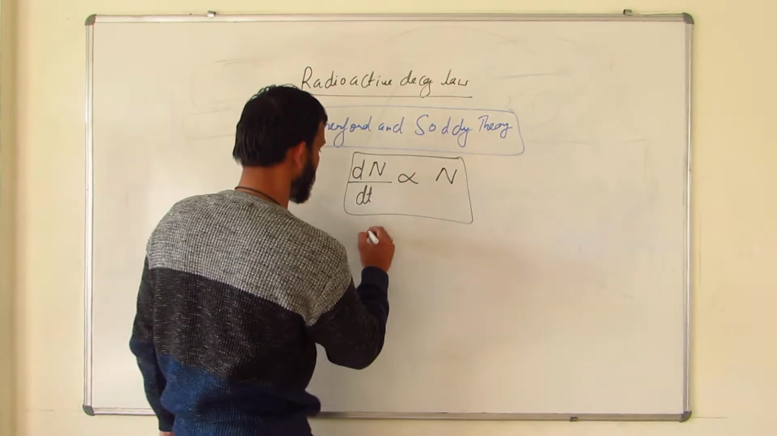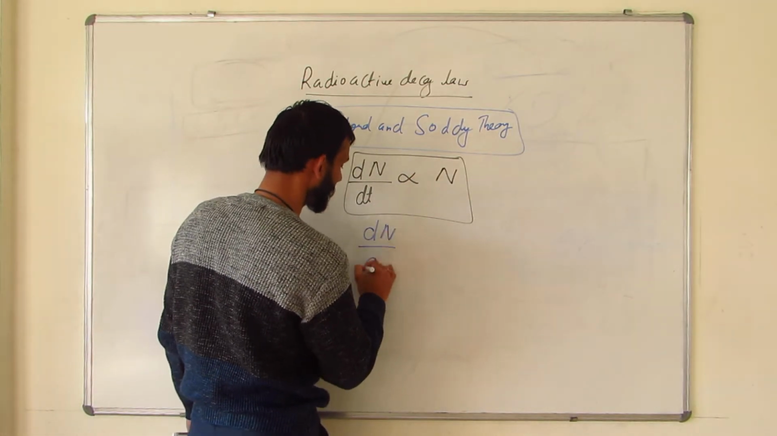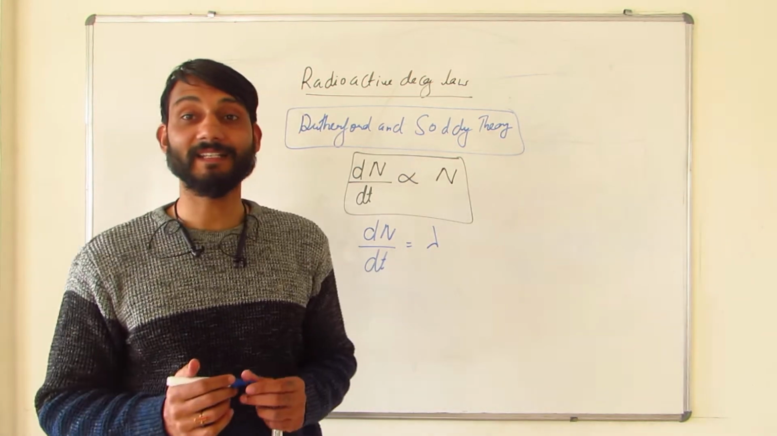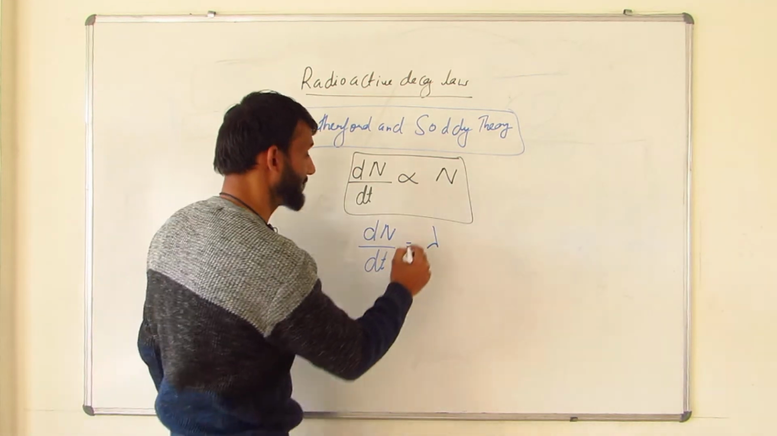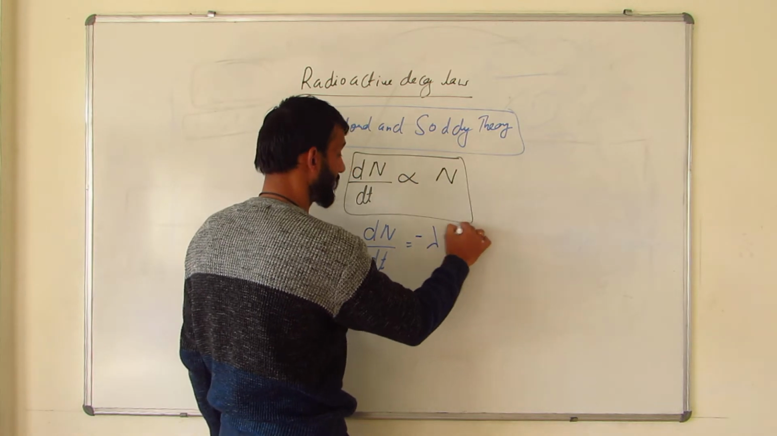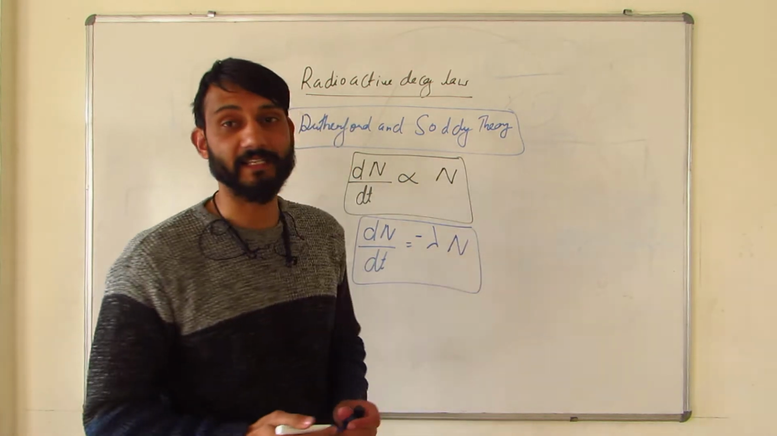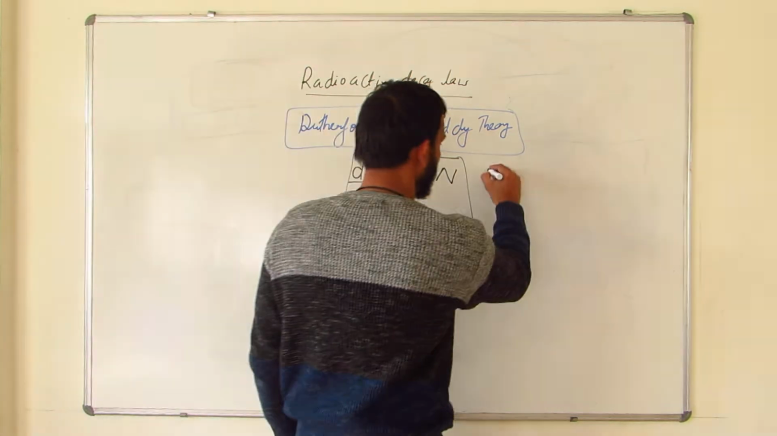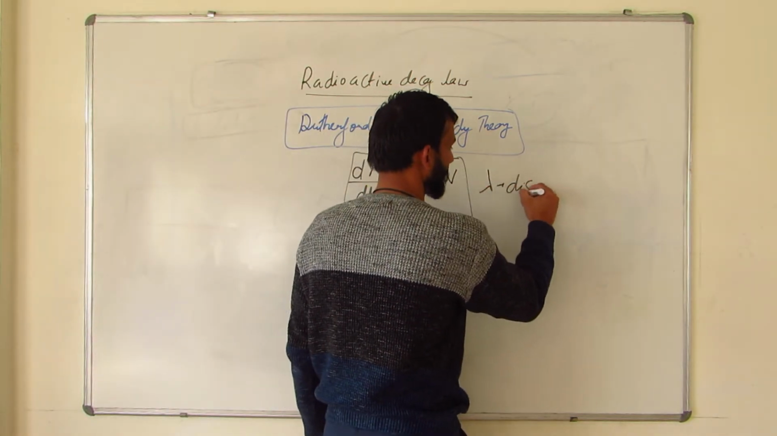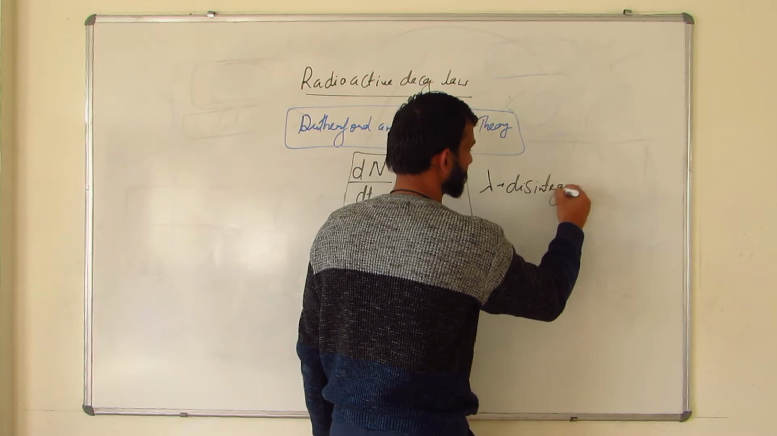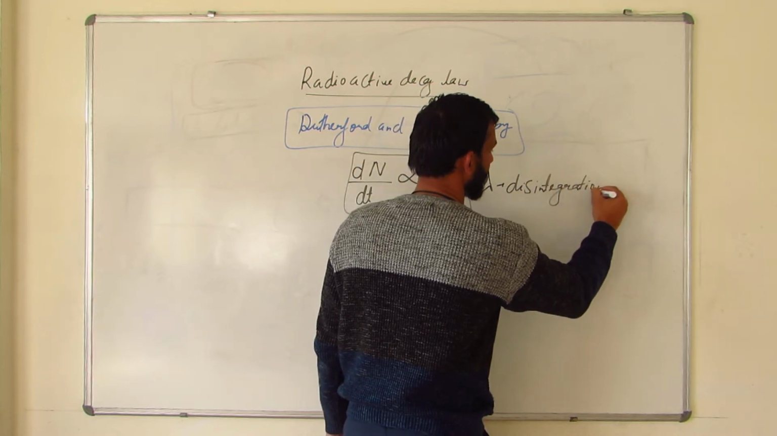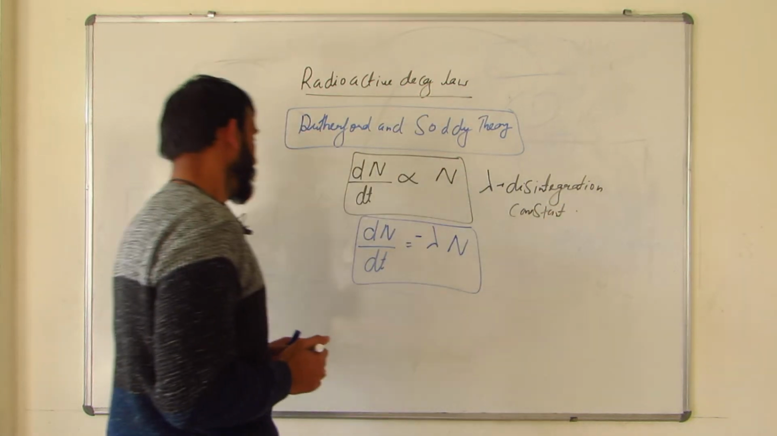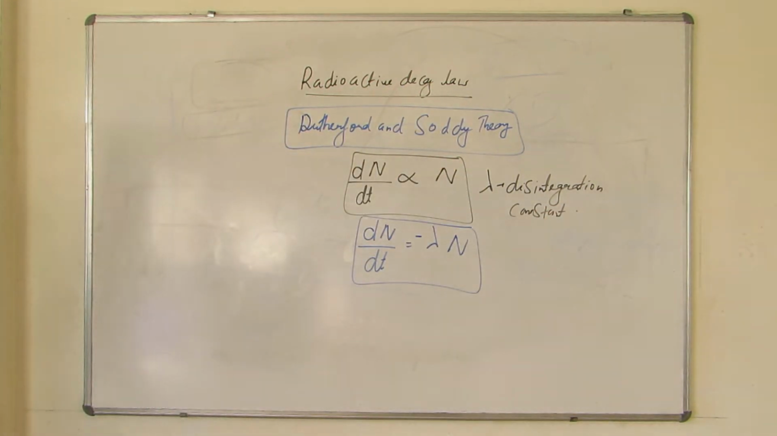Now if you remove this proportionality sign, we get a constant which is lambda, the disintegration constant, and we put a minus sign because we know that the sample would decrease. So lambda is the disintegration constant. This is a very simple relation.